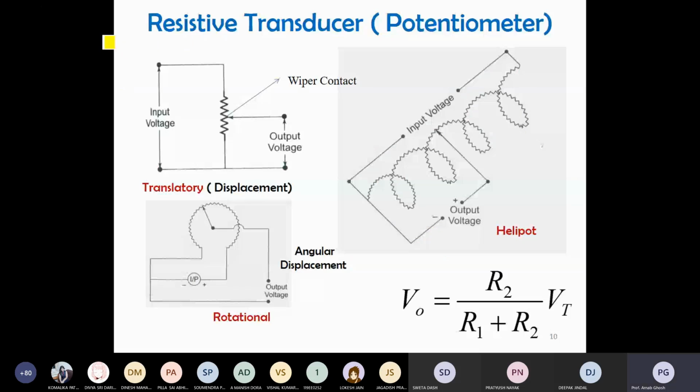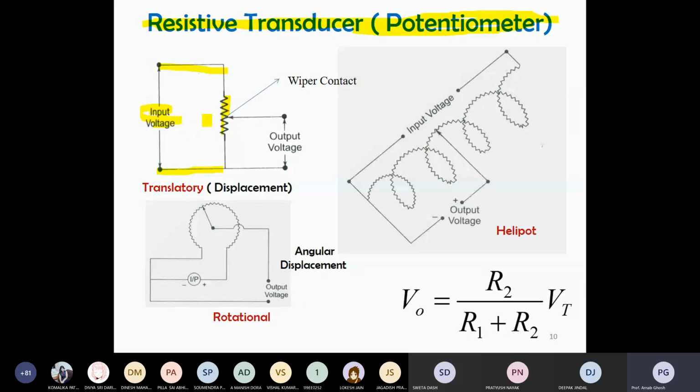Now the resistive transducer. A potentiometer is an example of a resistive transducer. The potentiometer has two fixed terminals. The fixed terminals are responsible for giving the input voltage, and in between, one variable resistance path is there. Potentiometer means pot. There is one changeover switch, the slider.